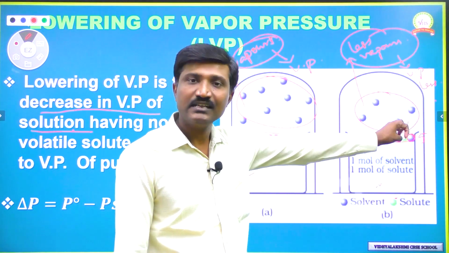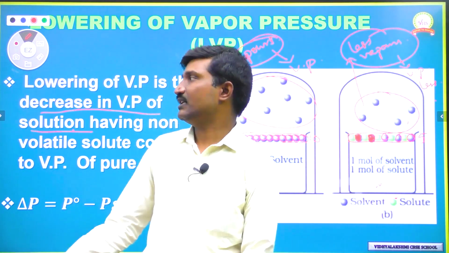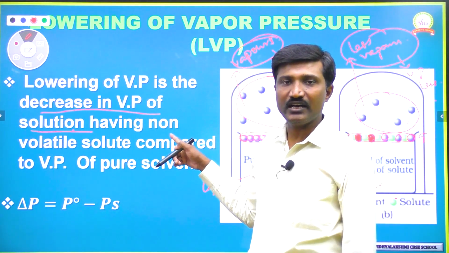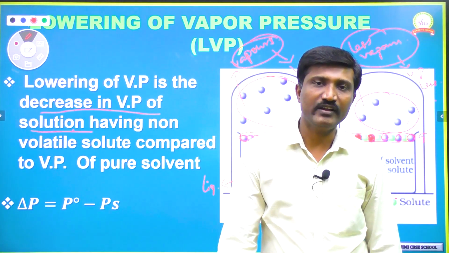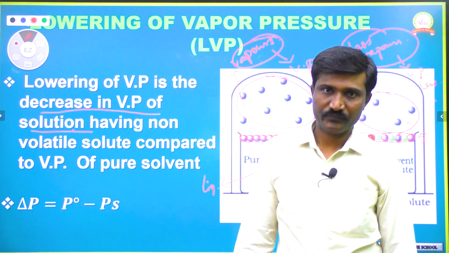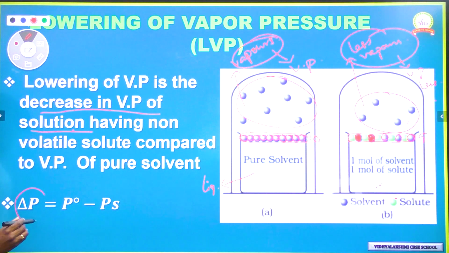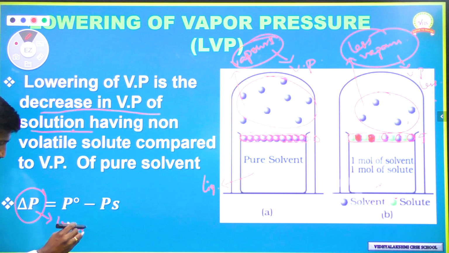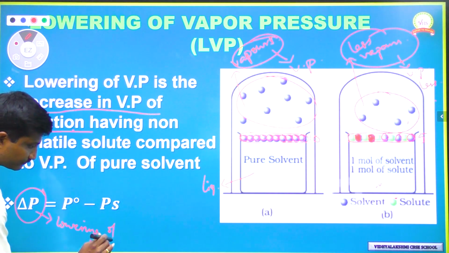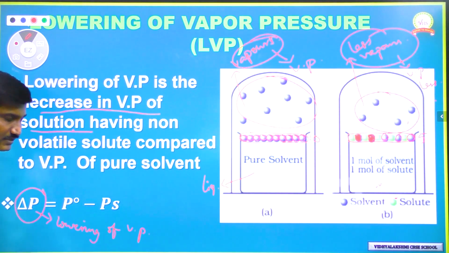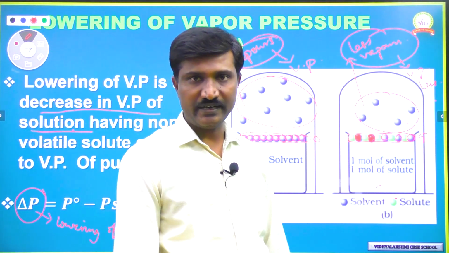Since the vapor pressure is decreasing, we express it in terms of lowering of vapor pressure. That lowering of vapor pressure we represent with delta P. So here delta P indicates lowering of vapor pressure.